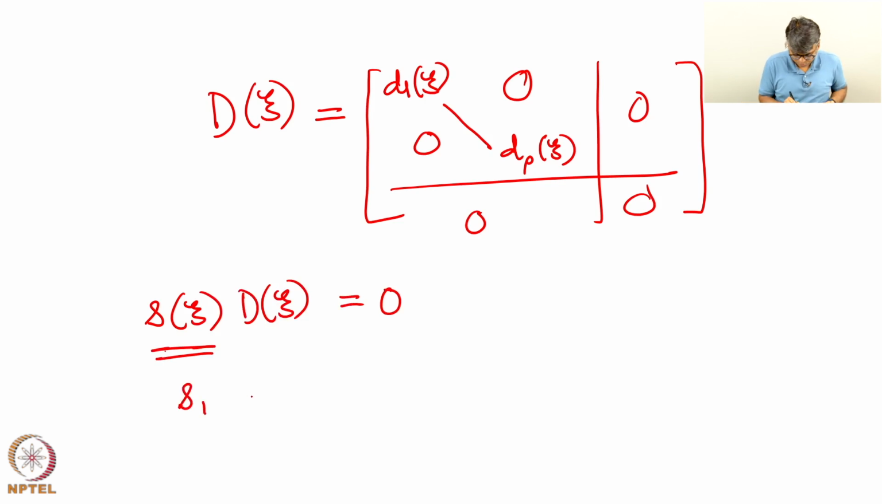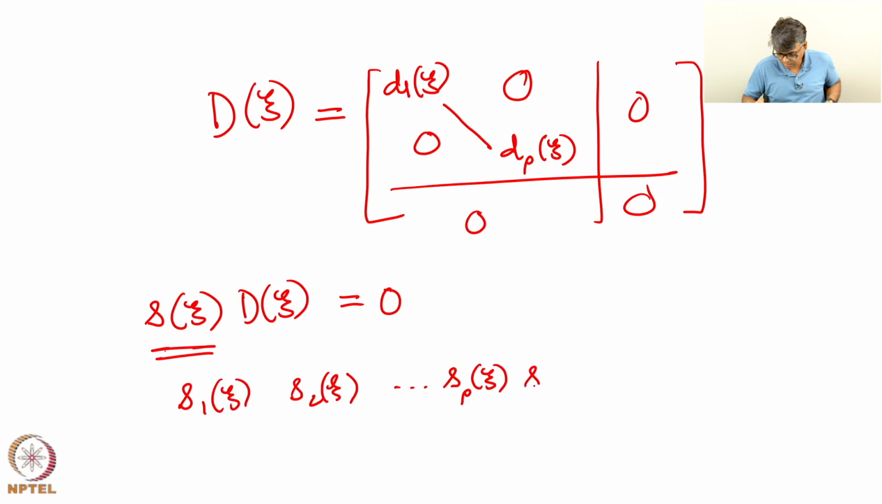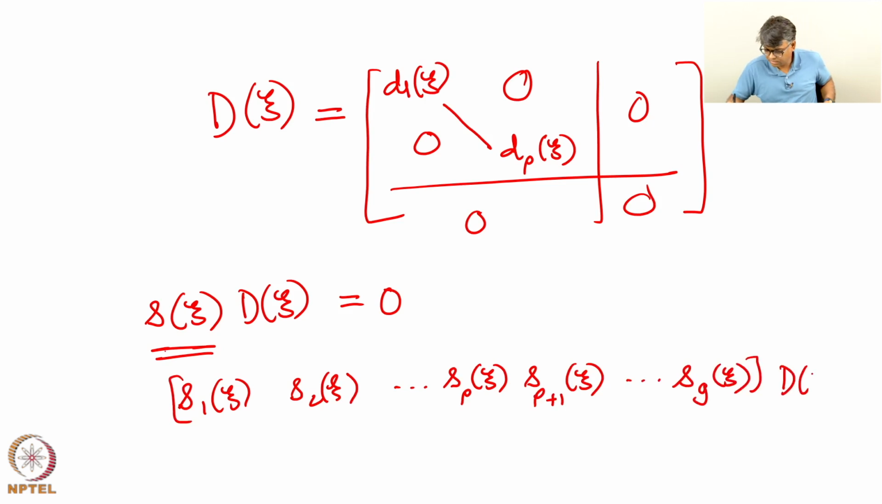Suppose S xi is S1 xi, S2 xi, dot dot dot up to S rho xi, then S rho plus 1 xi, dot dot dot up to S, how many are there? G xi, right? This multiplies to d xi. What does it produce? This produces, of course, I will get rid of the xi's.